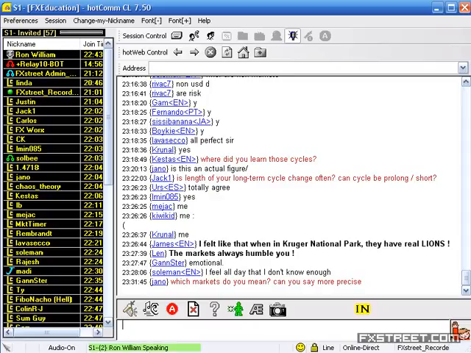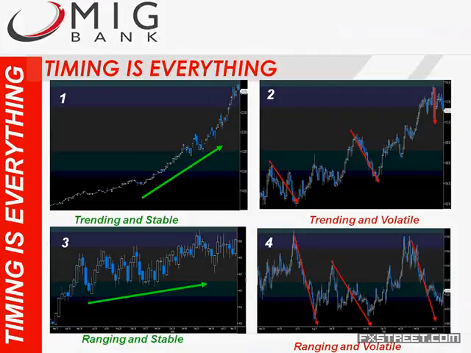Second point is that timing is everything, and certainly in life and in the market this is so true. But let me tell you what that means. In terms of market characteristics, these are 4 different market environments that you probably already can identify with. And each of the market environments symbolize high volatility or low volatility. Chart 1 and chart 3 are low volatility environments.